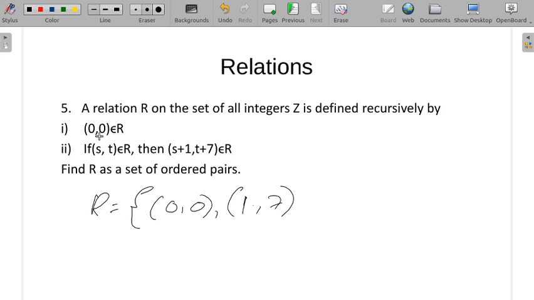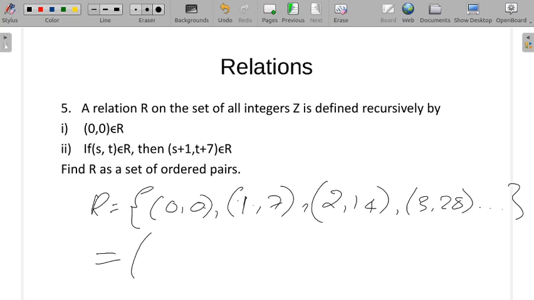Okay, so it starts with (0, 0) as given in the question. If s and t are 0, 0, then s plus 1, that is 1, and t plus 7, that is 7, is also present in the relation. Next one is (2, 14) is present, then (3, 28) is present, and so on. So Z is infinite, so we cannot exhaustively list everything, but we can denote it mathematically.